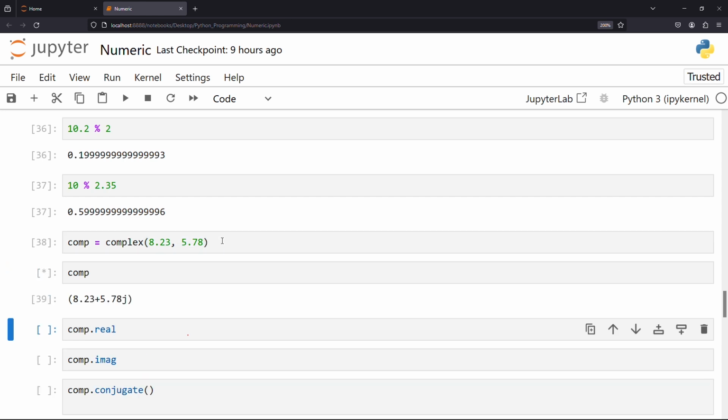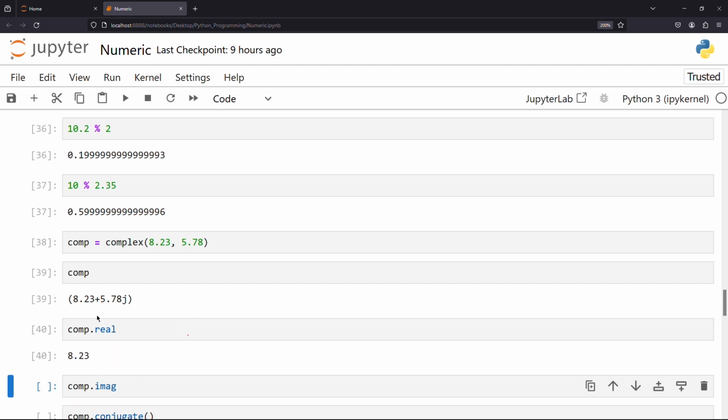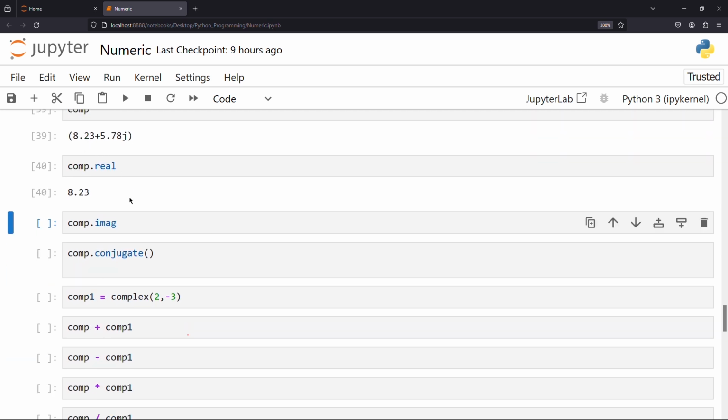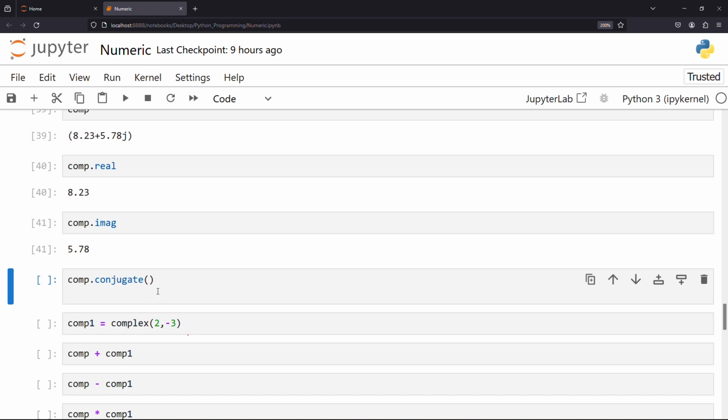So a complex number will look like this, and from the complex number you can access the real part and imaginary part like this. So if we exclude this, we'll get 8.23. And similarly, if we exclude this, you'll get 5.78. And there is something called the conjugate of a complex number.